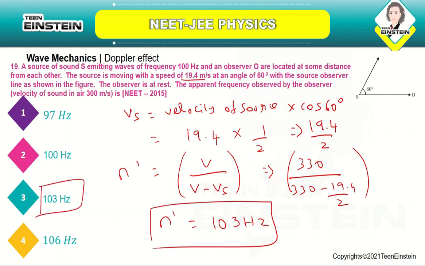Okay, so if you notice in the Doppler effect topic, the majority of questions deal with the same formula, and they are asking us to calculate the apparent frequency of the observer. So it is n dash equals v by v minus vs into n. I forgot n here. So this will be 100.